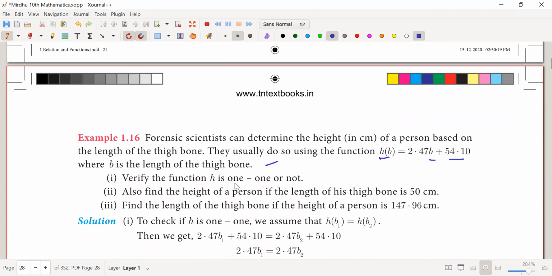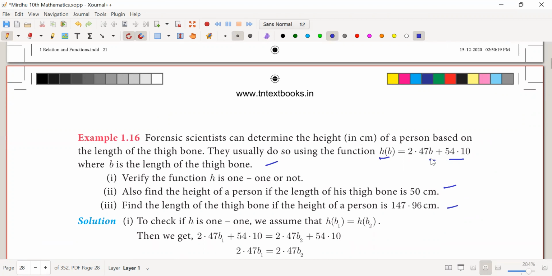Verify whether the function h is 1-to-1 or not. Also find the height of the person if the length of the thigh bone is 50 centimeters. Find the length of the thigh bone if the height of the person is 147.96 centimeters. Vice versa, we have to find.